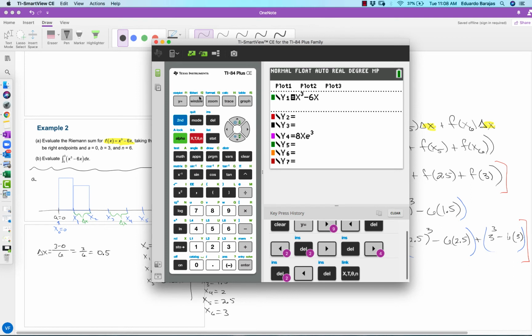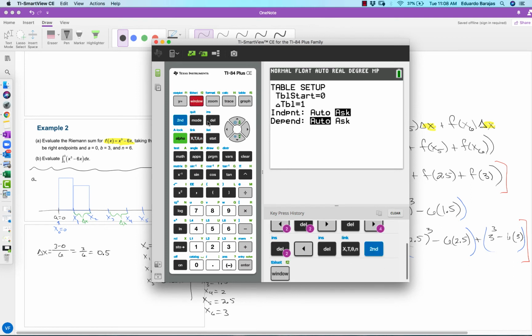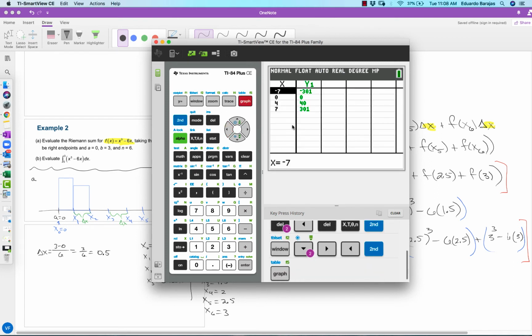Next, let's go over to table set, second table set. 0 there, 1 there, it doesn't matter what that is, but I want independent to be under ask, and dependent under auto. Use your arrows, come down, and hit enter if you want to select something else. Next we're going to go over to table, so second table. And whatever numbers are there already, just delete them.